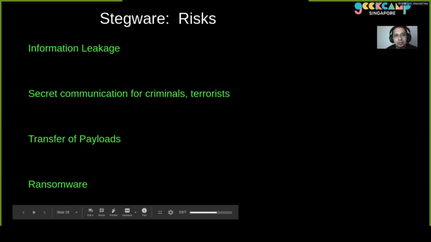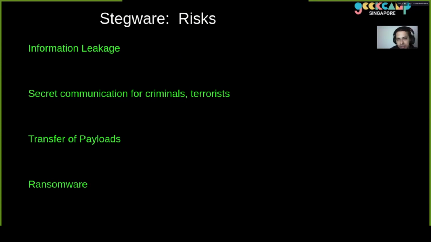Now, what are the risks of this Stegware? So number one will be information leakage. Why? Because you can easily create a command that will go and look for your files and embed all the files into another file, and just send it, upload it to an FTP server, send it via email, whatever you want. Then secret communication for criminals and terrorists, definitely. As you saw, maybe the terrorist is going to send, using a social media website, an audio file, like an MP3 file. They're going to upload some files to Facebook or Twitter, and the terrorists on the other side will just download the files, extract the data, and they will be able to communicate between each other under the radar.